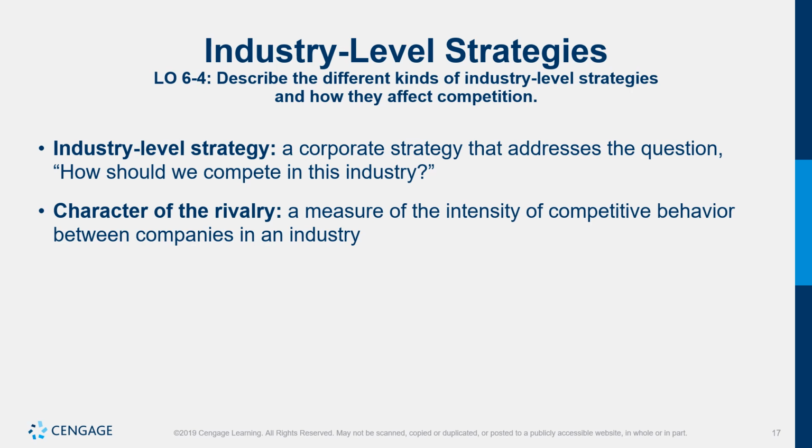Industry level strategy addresses the question: how should we compete in this industry? According to Harvard professor Michael Porter, 5 industry forces determine the industry's overall attractiveness and potential for long-term profitability: the character of the rivalry, the threat of new entrants, the threat of substitute products or services, the bargaining power of suppliers, and the bargaining power of buyers. The stronger these 5 forces, the less attractive the industry becomes to corporate investors, because it is more difficult for companies to be profitable.